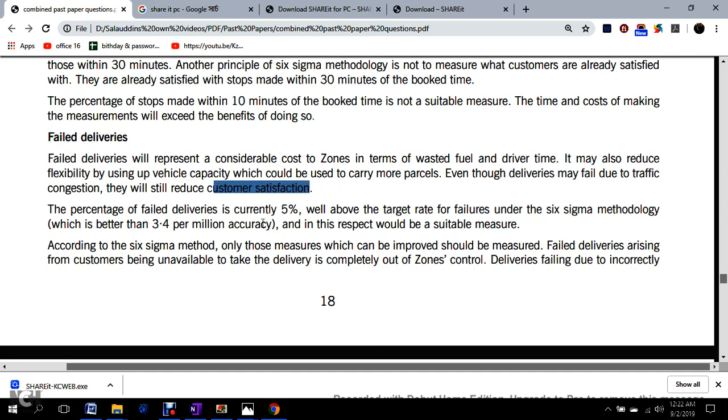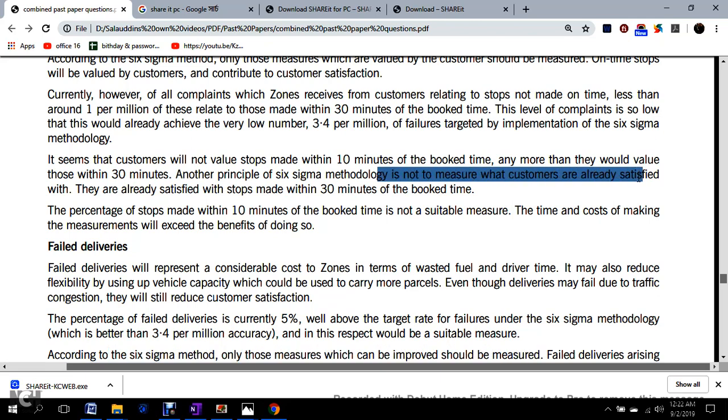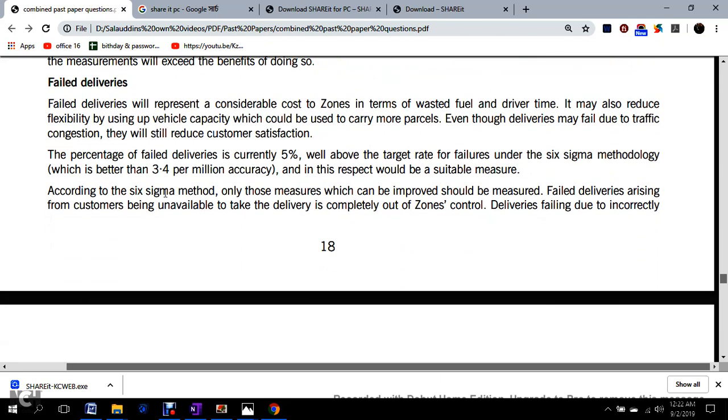So the percentage of failed deliveries is currently 5%, well above the target rate for failure under the Six Sigma methodology, which is better than 3.4 per million accuracy. So in this respect it would be a suitable measure. According to the Six Sigma method, only those measures which can be improved should be measured. We have read earlier not to measure what the customers don't value. So only those measures that can be improved should be measured.